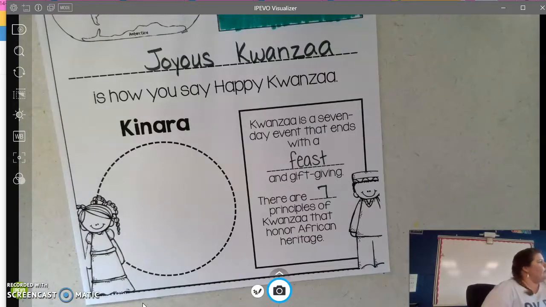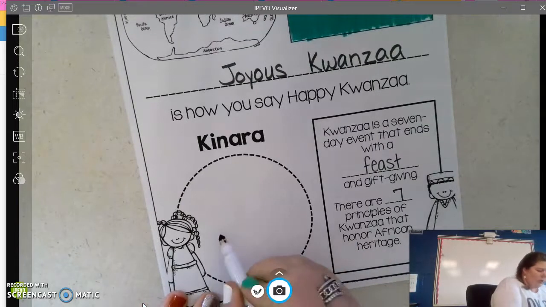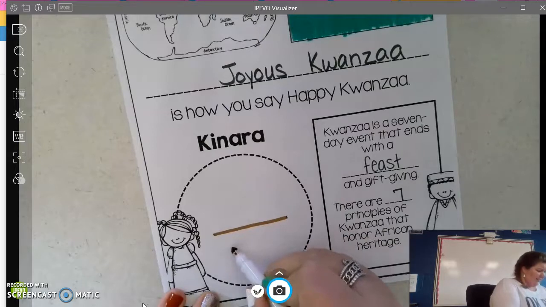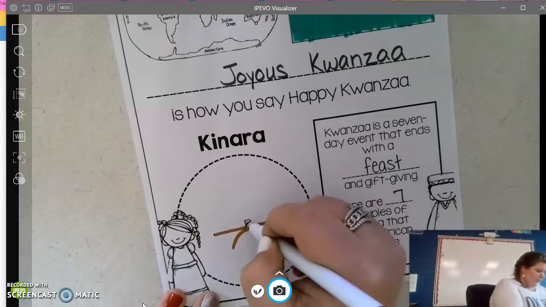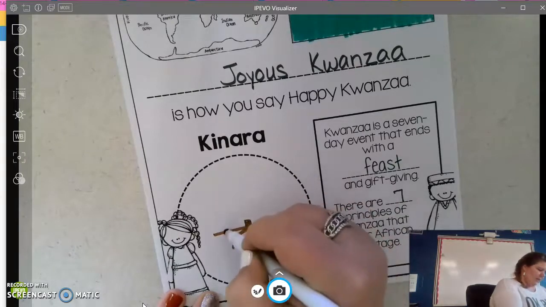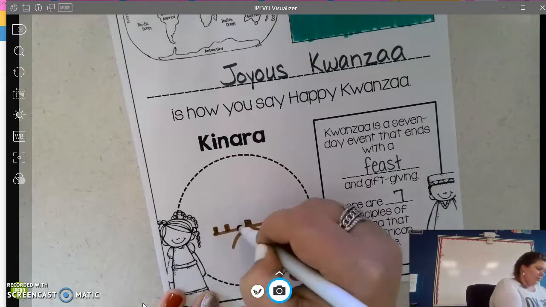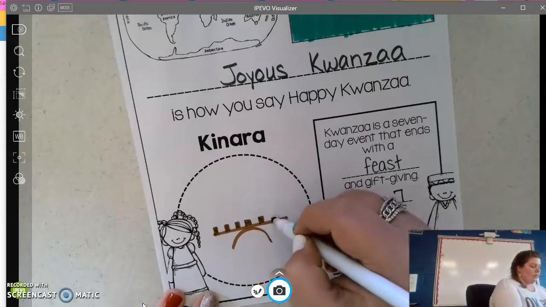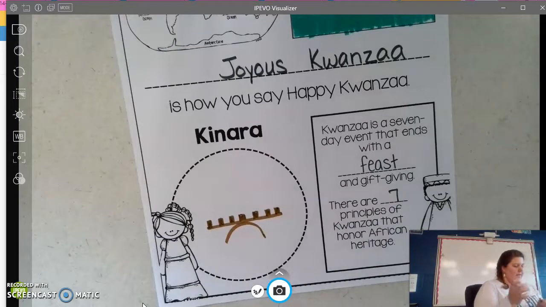I am actually going to grab my brown marker just so that way ours looks like the one that we're going to make. So then over here in this circle, we're going to draw our own Kinara. Again, not perfect, the best that you can. There's going to be 1 candle in the middle. And then there's 3 candles on each side. 1, 2. The little brown rectangles that I'm drawing are to hold the candles. If you look at the one that we're going to use for our craft, they have those too.